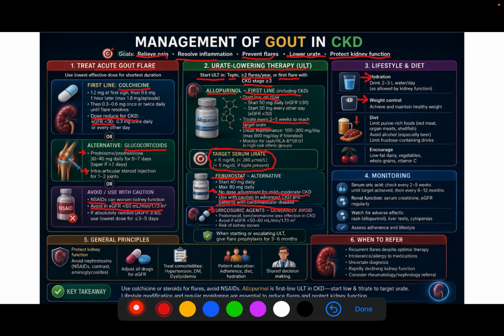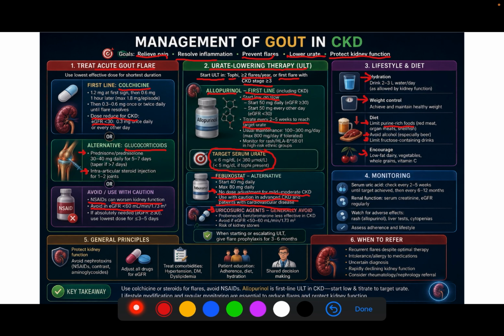We usually encourage the patient to decrease weight. Regarding diet, patients should be counseled about limiting purine-rich foods like red meat, organ meat, and shellfish, and to avoid alcohol, especially beer, and limit fructose containing drinks as well. Patients should also be encouraged to have low fat dairy foods, vegetables, whole grains, and vitamin C.